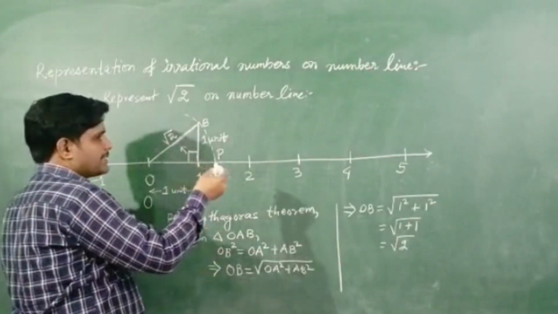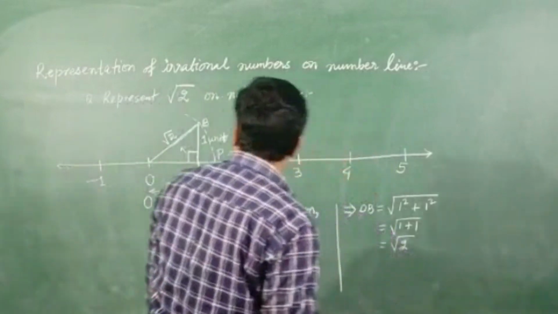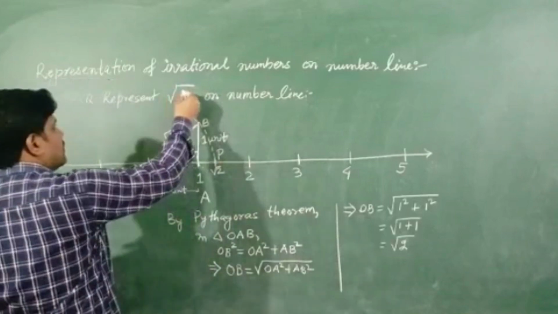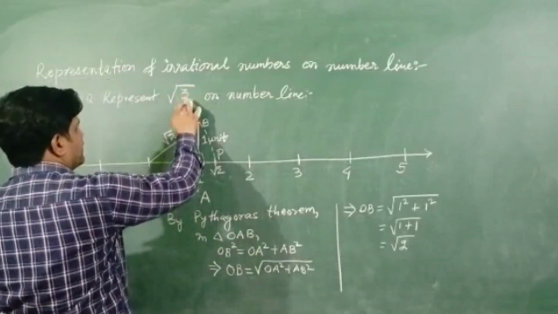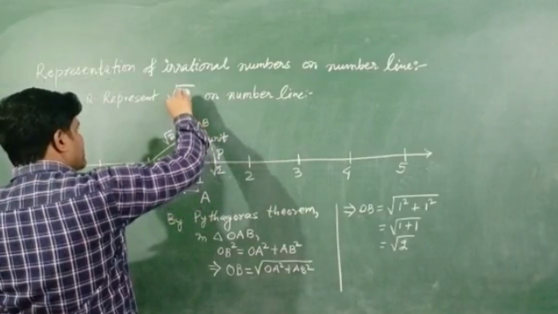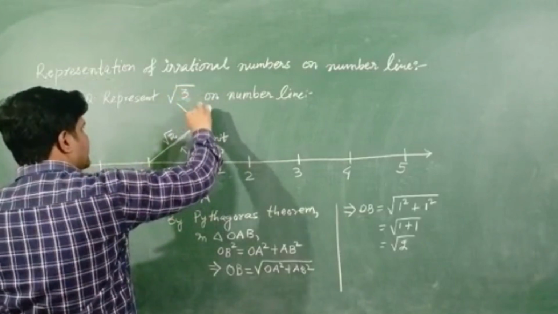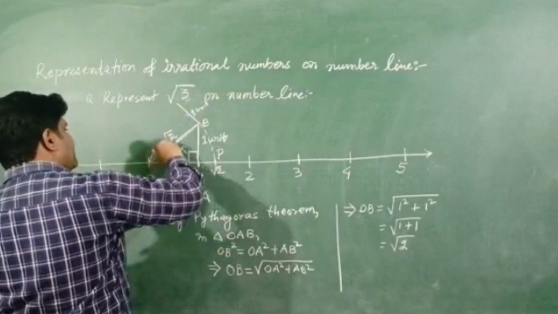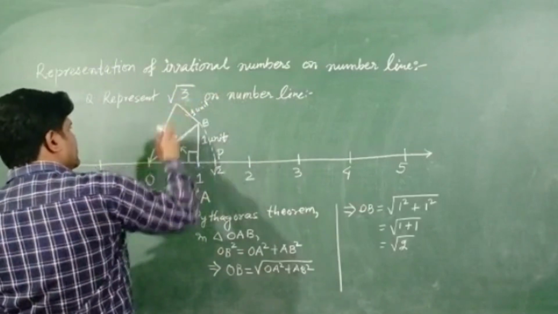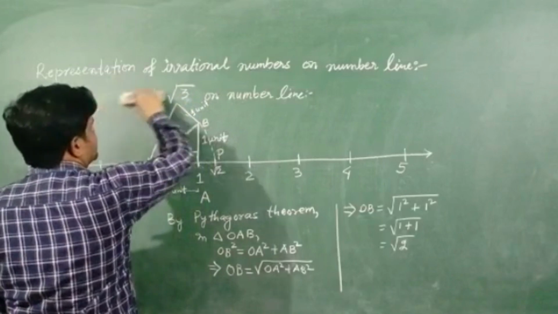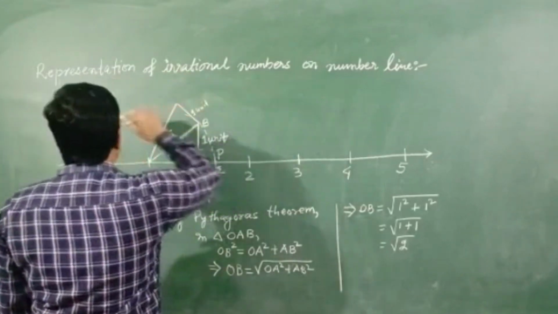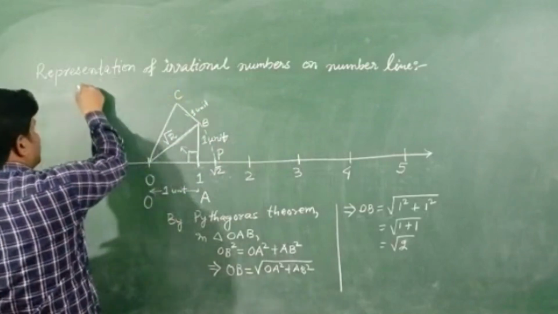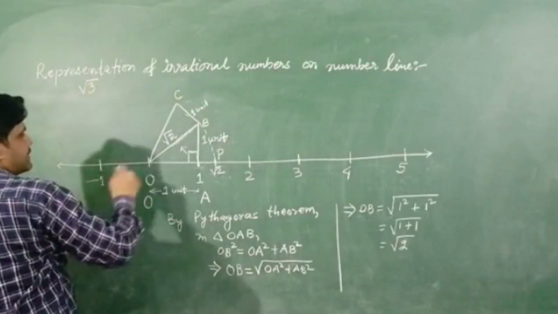If we have to represent root 3, for example, then we have to repeat this process one more time. What we will do, from B we will draw a perpendicular of same 1 unit distance. We will join this, let's say this is, let me erase this, I hope that does not affect anything. So this is OC. We are representing root 3 on number line, this 2.